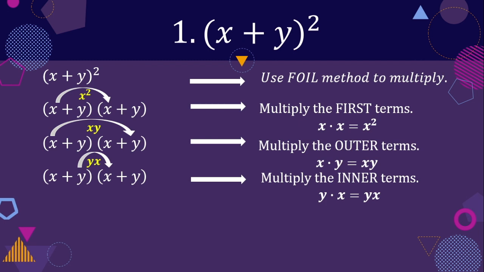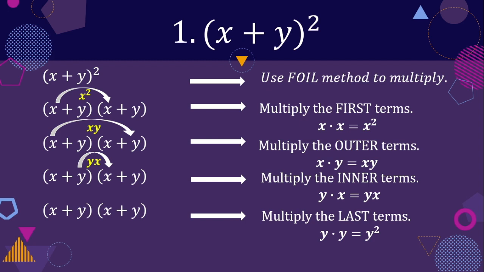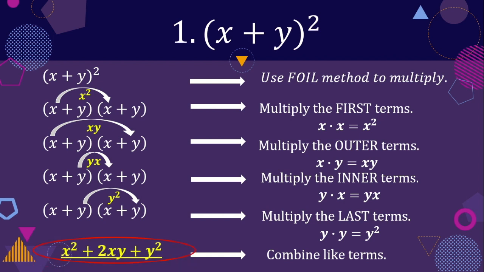As you can see, the outer terms and the inner terms are just the same. They are commutative. They may be xy or yx. And for the last step, multiply the last terms. The last terms are y and y, and y times y is equal to y squared. After having those terms, we can now combine like terms. And we will have x squared plus 2xy plus y squared. And this is called a perfect square trinomial.